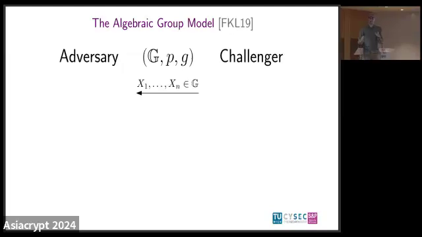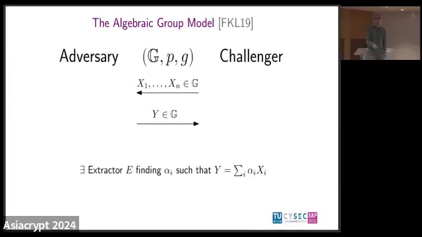That is a model that somehow lies between the generic group model and the standard model. And why is that? Because here the adversary actually gets all the group elements. So he could, for example, compute the discrete logarithm of one of the elements, because he has the actual elements, which is something he can't do in the generic group model. But whenever the adversary gives back a group element, we require that there exists an extractor that can find the factors alpha_i such that y is equal to the linear combination of alpha times x.